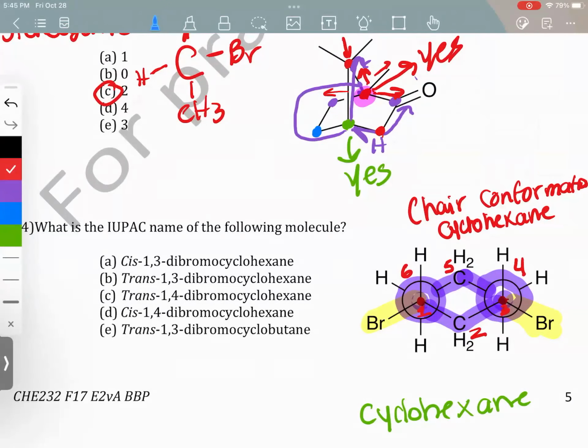Any questions? So now you have bromine on carbon number 1 and carbon number 3. Both the bromines are facing the same way. So what do we have to include in the naming? Cis. They're both pointing down. So it's cis-1,3-dibromocyclohexane. And the answer choice that matches is A. Any questions?